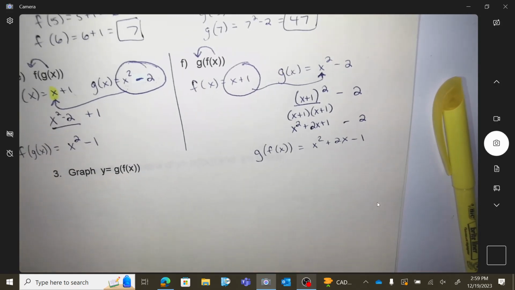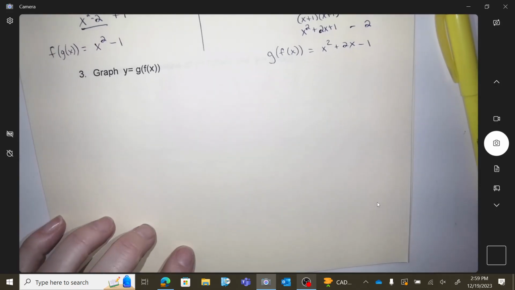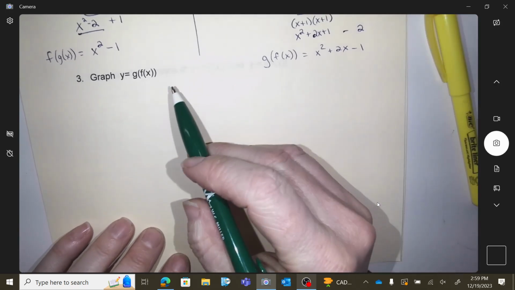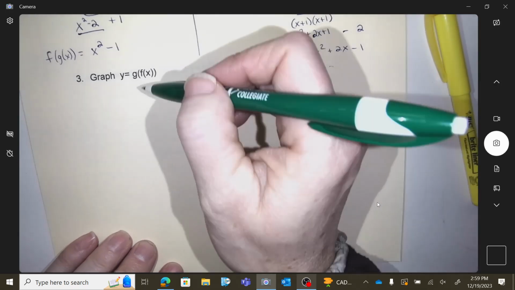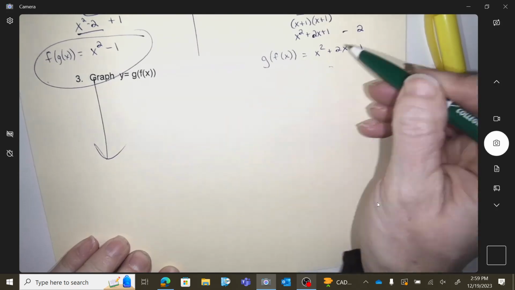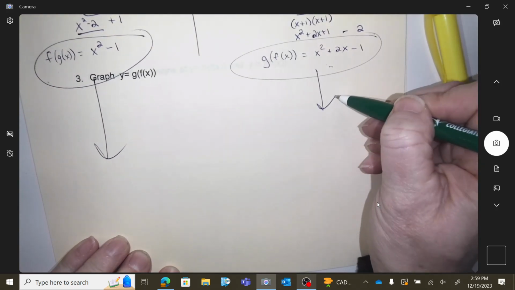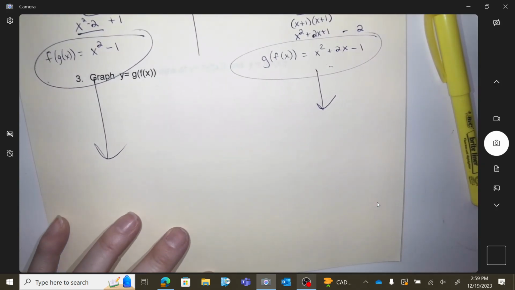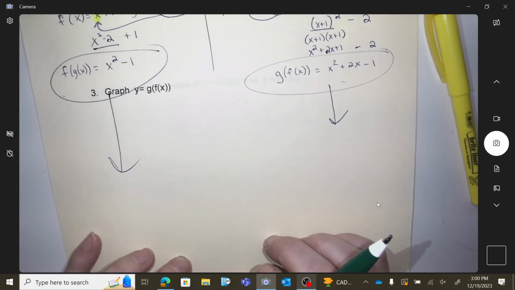Okay, then down here, talk about graphing. I say to just graph this one, but why don't we graph both of them? We got lots of space on the paper, right? Let's just graph both of them for practice.